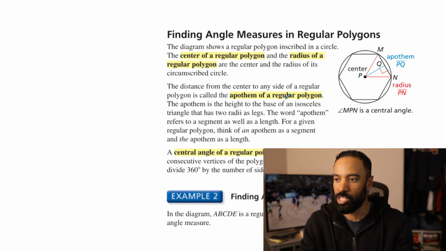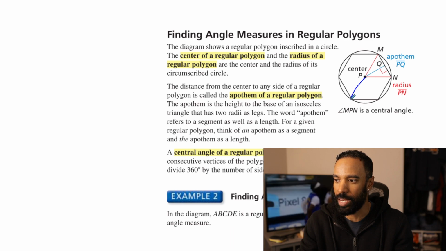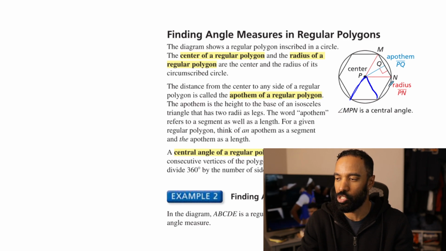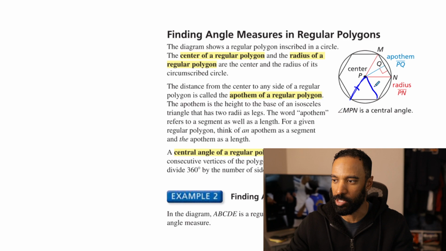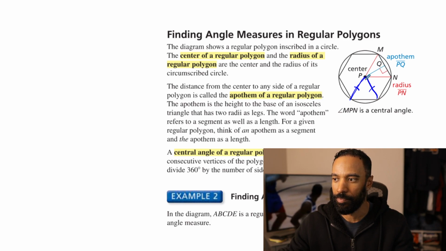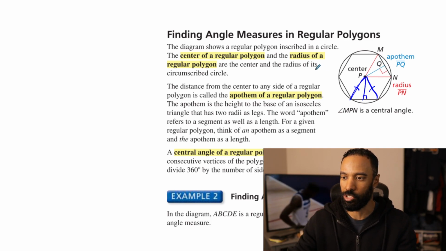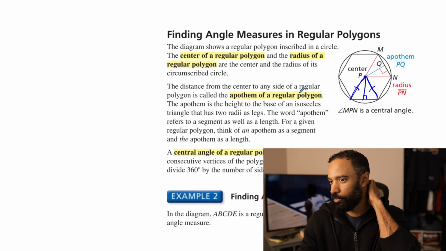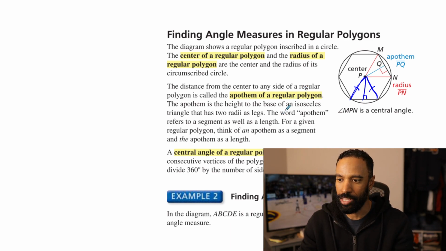The apothem is the height to the base of an isosceles triangle with two radii as its legs. So let's say I had these two sides right here. They'd be congruent, make some isosceles. And they have it up here. And then down there, boom, it's an altitude like that. The word apothem refers to a segment as well as a length. For a given regular polygon, think of an apothem as a segment and the apothem as a length.